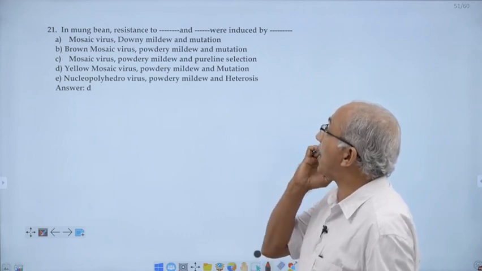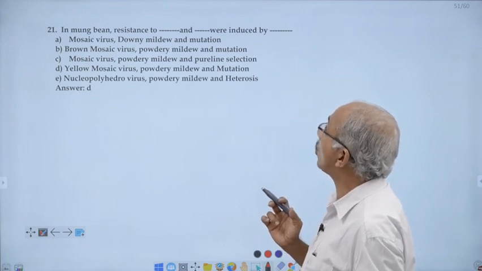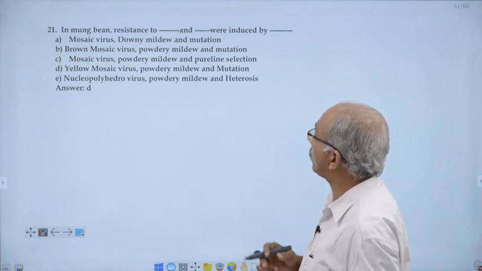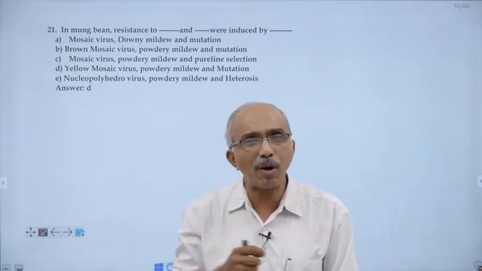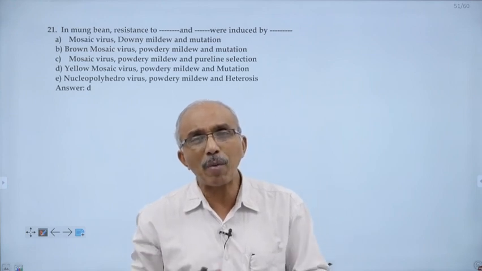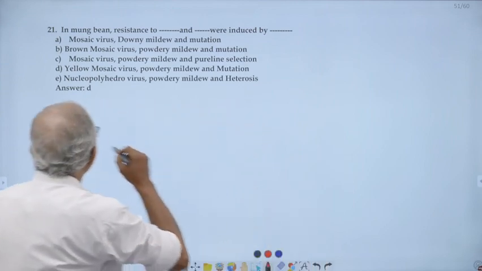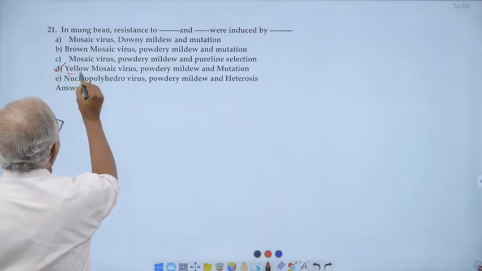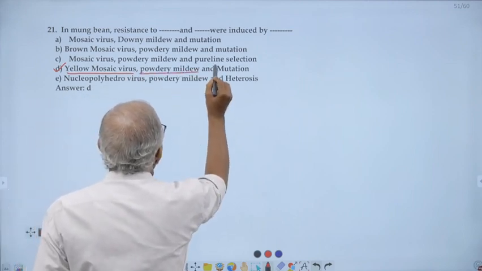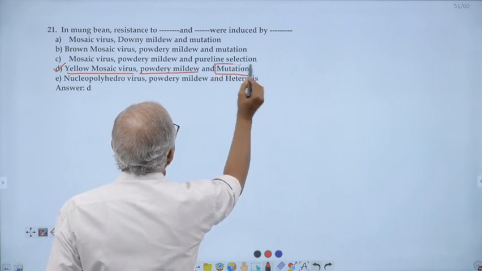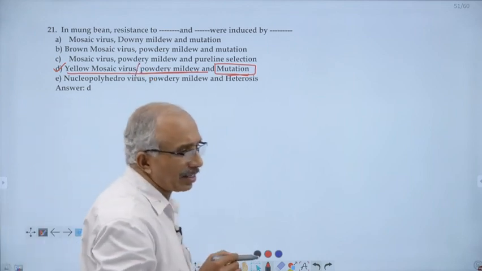In mung bean, resistance to dash and dash were introduced by. We studied an example of this plant, a variety of mung bean developed by mutation breeding. It is resistant to yellow mosaic virus and also powdery mildew, and it is developed by mutation breeding. The plant is resistant to these two diseases.